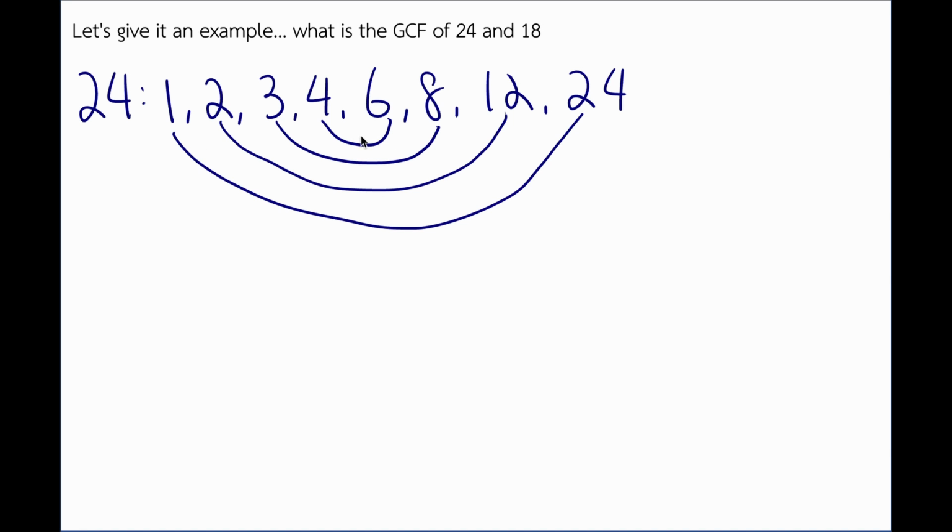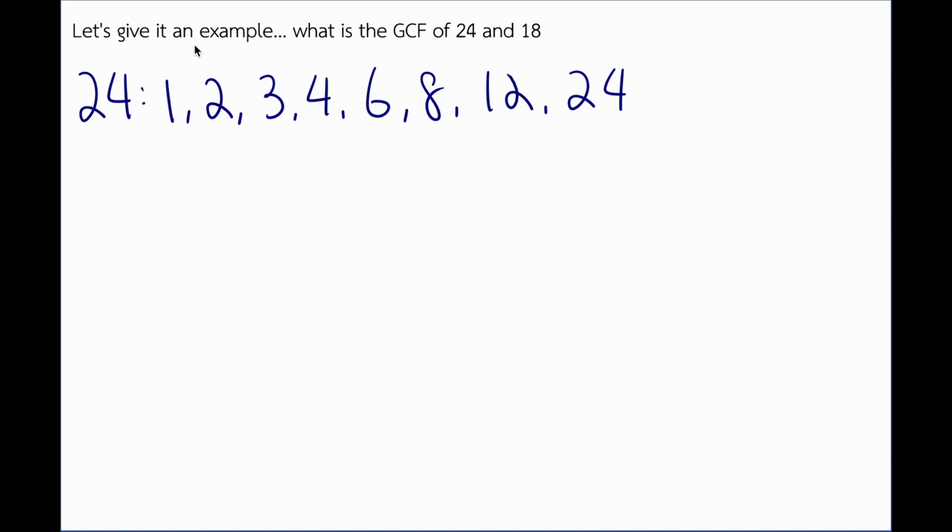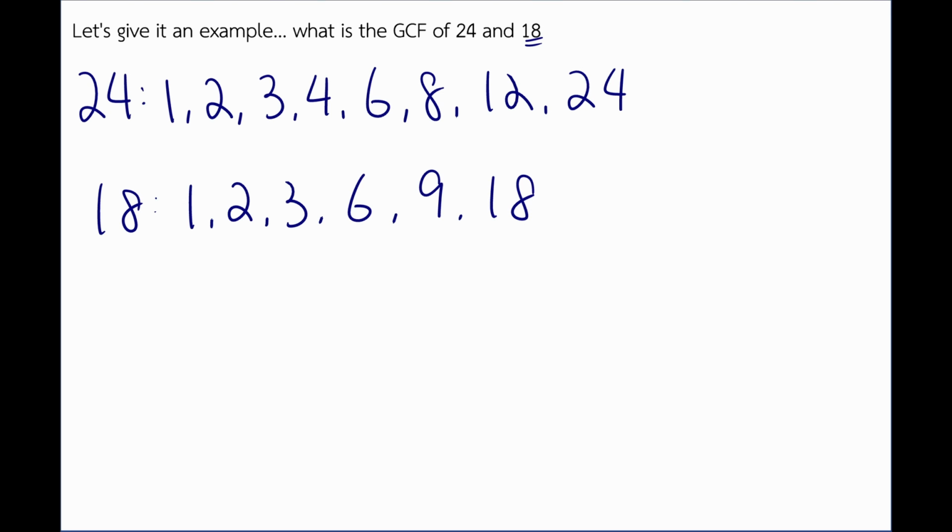We can see that there's no 5, because 5 is not a factor of 24. 24 divided by 5 will not be a whole number, it will be a decimal. Now we have 18. The factors of 18 are 1, 2, 3, 6, 9, and 18. To find the GCF, we're going to look for the greatest common factor. 1 is a common factor, 2 is also a common factor, so is 3. But it is not the greatest common factor. The greatest common factor has to be the biggest common factor. In this case, our GCF is 6.